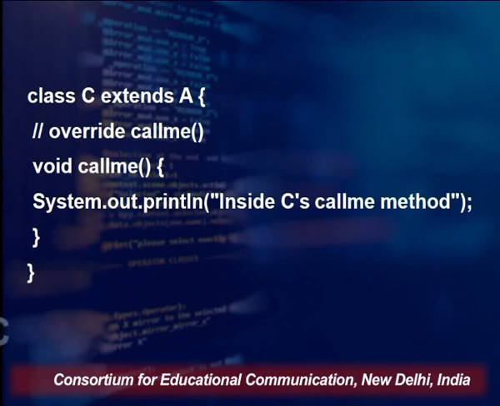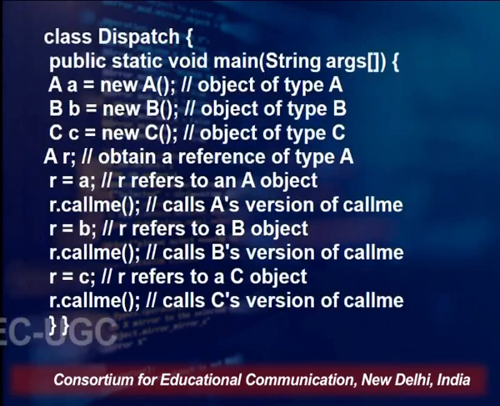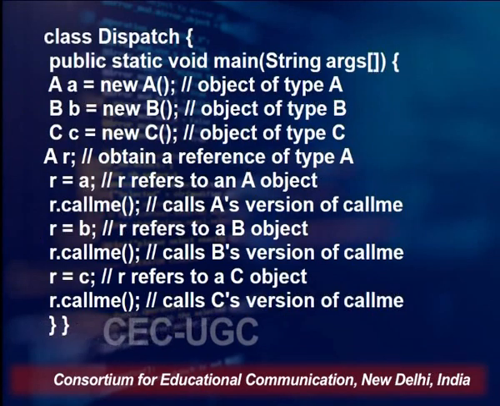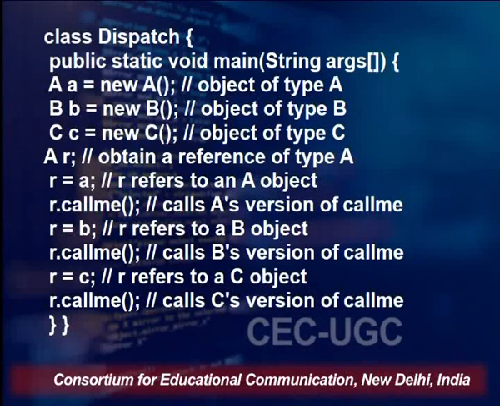Now all the three classes, the class A, the superclass, the class B subclass, and the class C, another subclass, are having their own versions of call me, and these methods are actually overridden, one because of inheritance, another one because of the same name and the same signature. Now, within the main method, please see carefully what is being done.